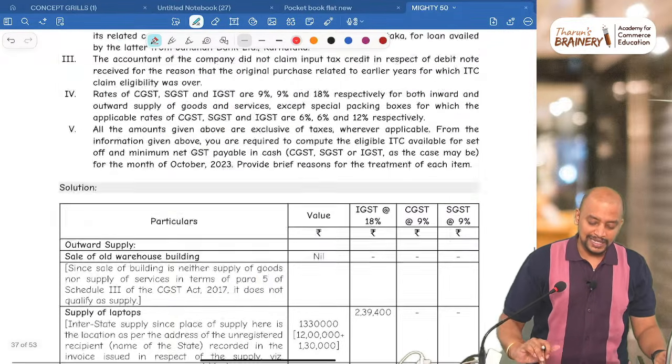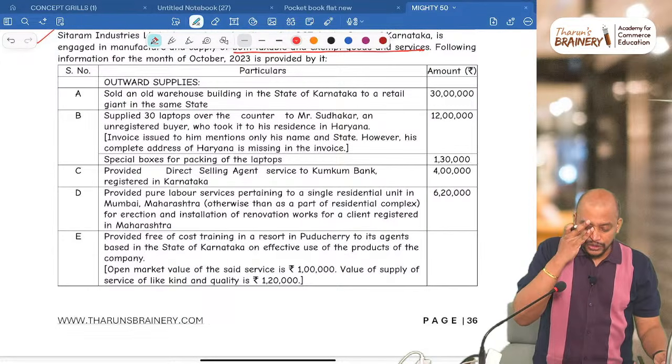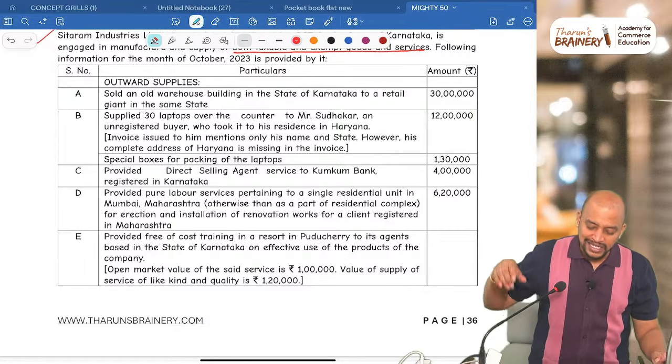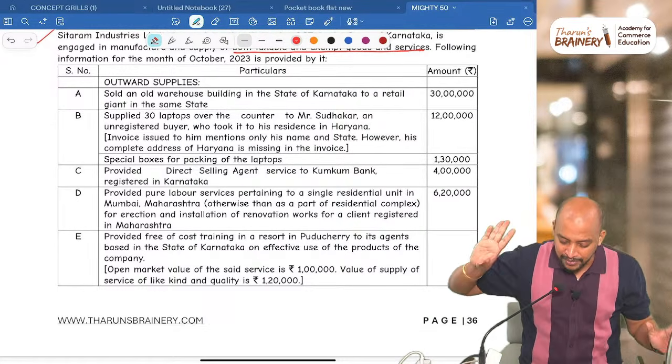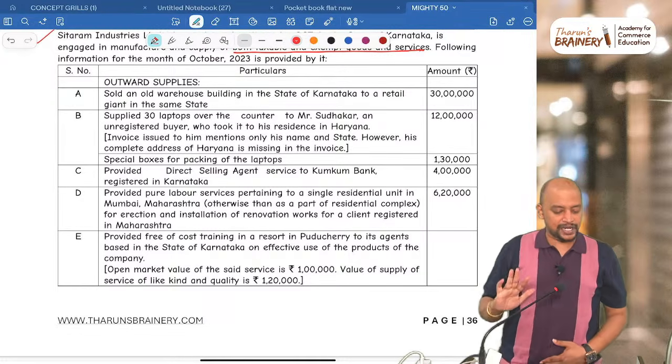So therefore the answer in the first statement, sale of old warehouse building, is exclusion from supply, there is no GST. Then the second transaction: supplied 30 lakhs over the counter to Mr. Sudhakar, an unregistered buyer who took it to his residence in Haryana. The invoice issued to him mentions only his name and state. However, his complete address of Haryana is missing in the invoice.